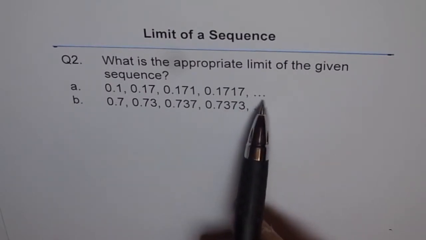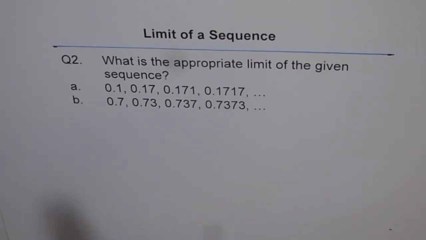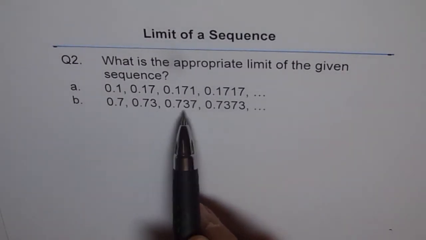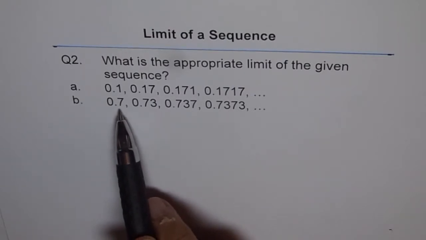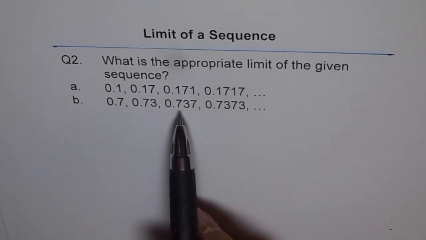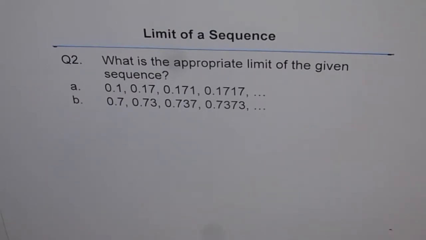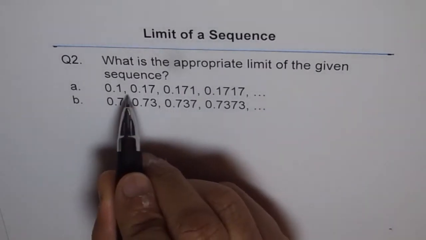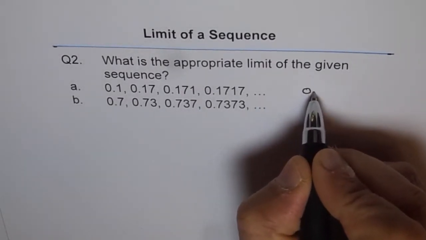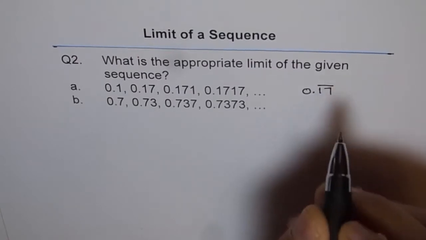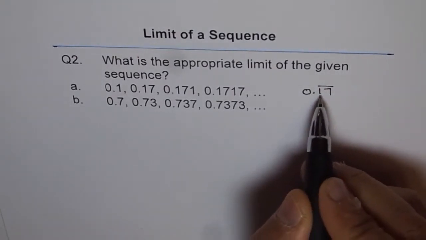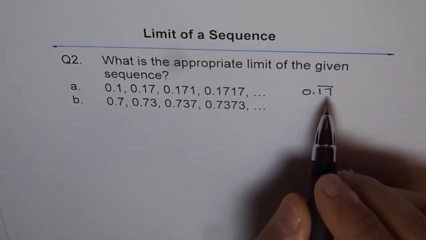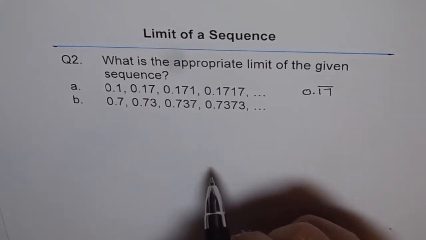0.1717. So what we notice is that 1717 repeats after the decimal, right? In the second sequence, it is 7373 that repeats, right? It's 0.7, 0.73, 0.737, like that. Now, these kinds of repeating sequences could also be written in general like this. For the first sequence, I can write this as 0.17 recurring. So this bar on the top indicates the numbers which are repeating, right? 0.171717, so like that, I can represent this sequence.